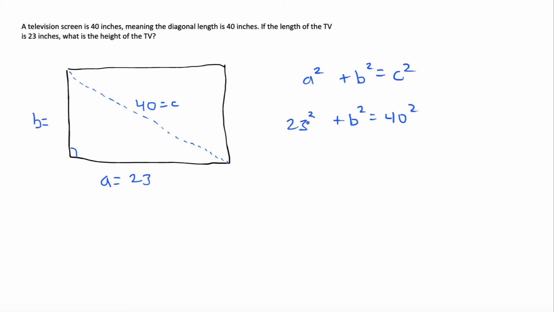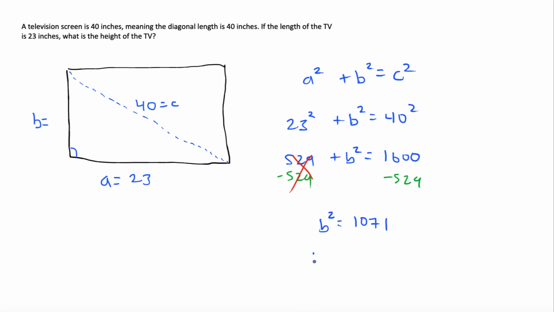And from here we can calculate these. 23 squared is 529, and 40 squared is 1,600. Using a little bit of algebra, we'll subtract the 529 from both sides, which cancels out the 529. So we get b squared is equal to 1071.